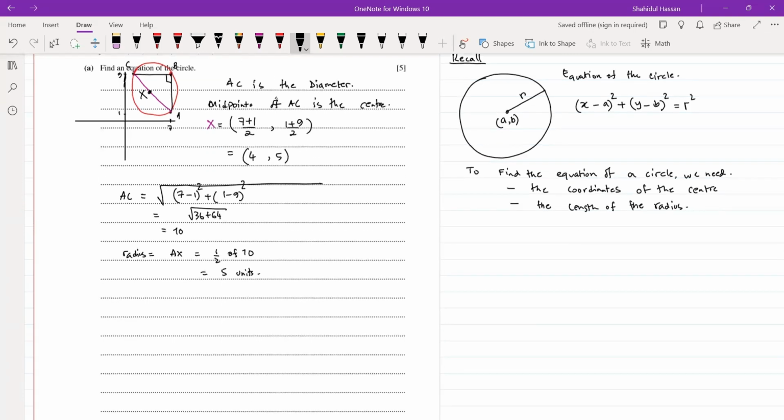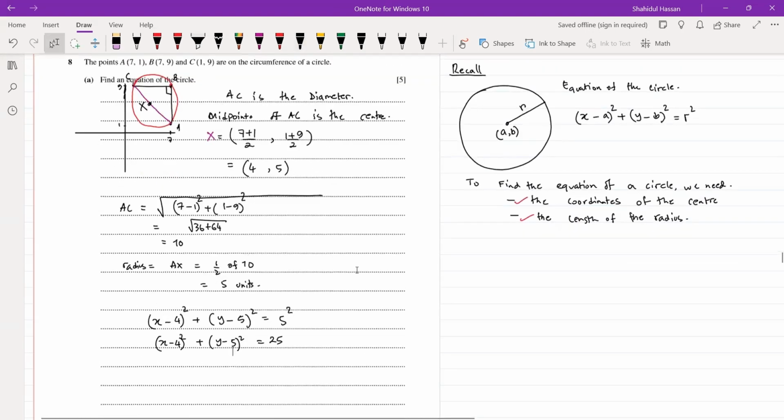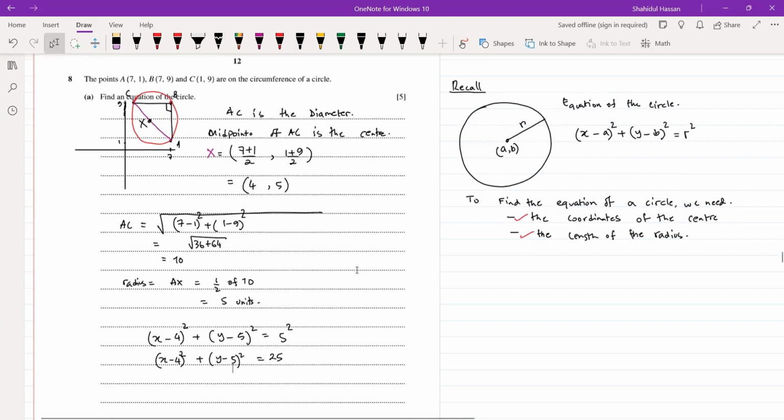Once you have the center and you have the radius, you have 2 checklists here, both of them done. Now we can write the equation of the circle. x minus 4 squared plus y minus 5 squared, the y coordinate of the center, is equal to the radius squared, which is 5 squared. You can keep it like this, or you can write this as 25. That's how you do this problem. This is a coordinate geometry circle problem. So we have the radius.